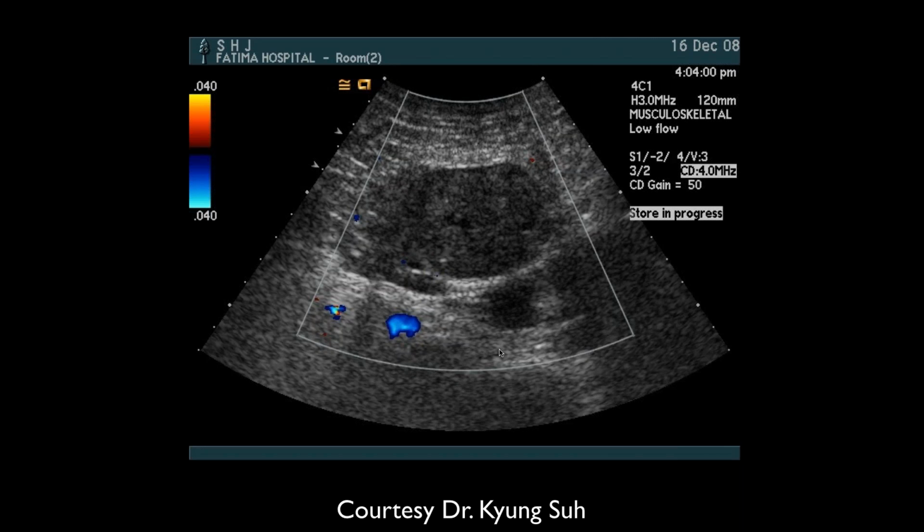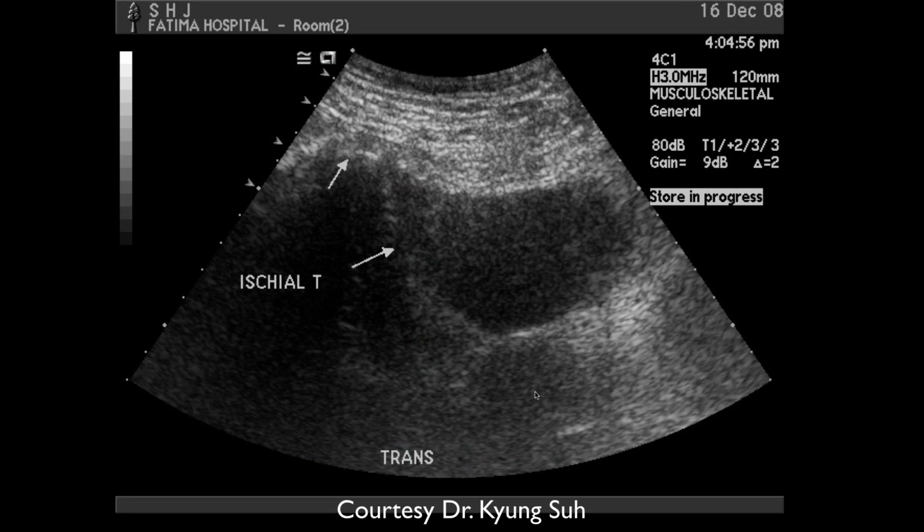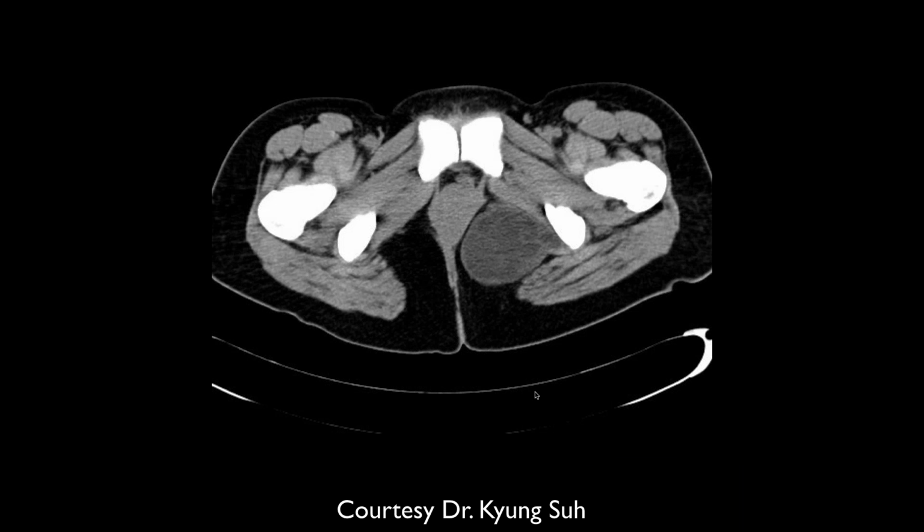All right, so we have a sonogram image with color Doppler, so I see a fairly well-defined hypoechoic mass just below the subcutaneous fascia with no probable color uptake. There are some very hypodense areas, actually. I don't know whether they represent necrosis. All right, so this is the area of the ischial tuberosity, perhaps. So I think I'm looking at the area near the insertion of the hamstring muscles.